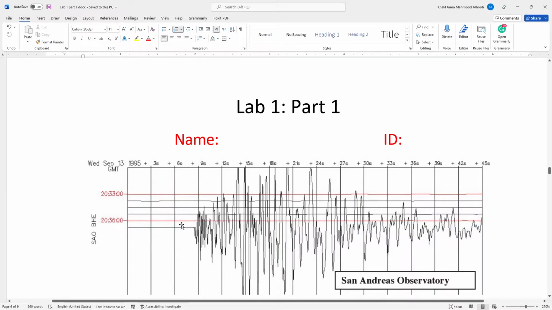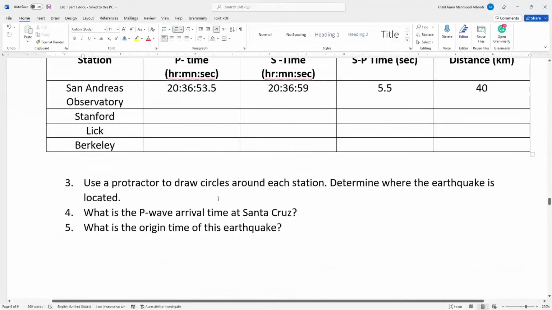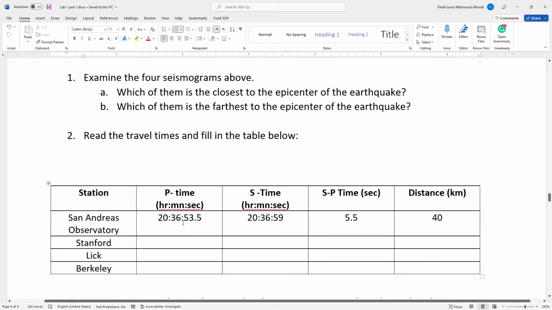So try to guess it yourself and give the number. Write it down here. I have written it already for the first one. You have to do it for Stanford, Lick Observatory, and finally Berkeley Observatory. You need to bring the P wave and S wave times as well. Then subtract the time. Subtract the P wave time from the S wave time.